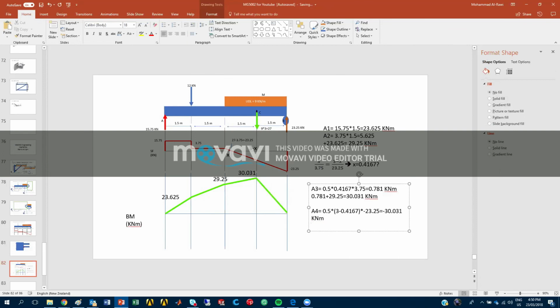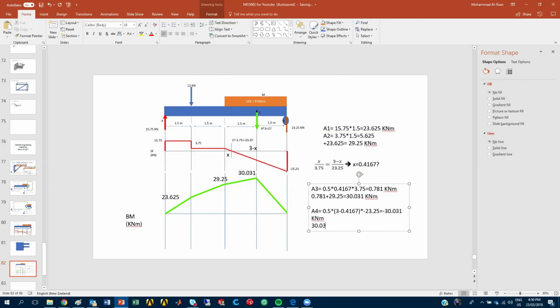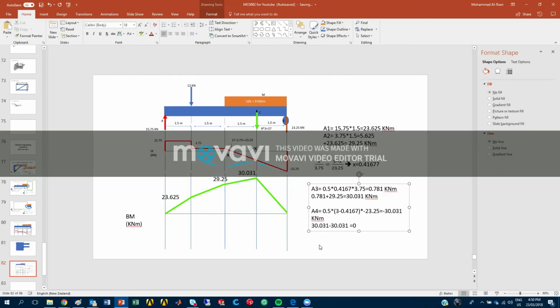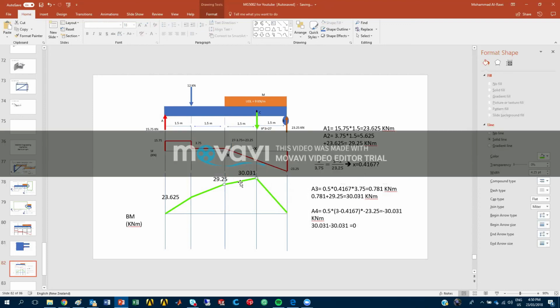So to check what we do, 30.031 minus 30.031 is equal to 0. That's where it's taking me to the bending moment diagram. Now, good question. What I done? Again, I made mistakes. This should be a parabola. You're right. So that's correct.